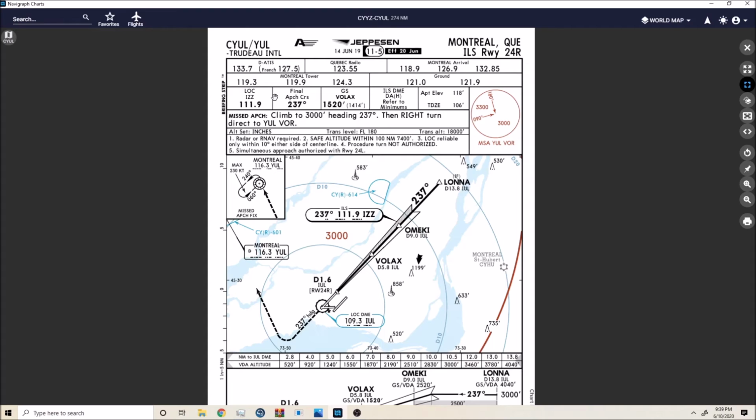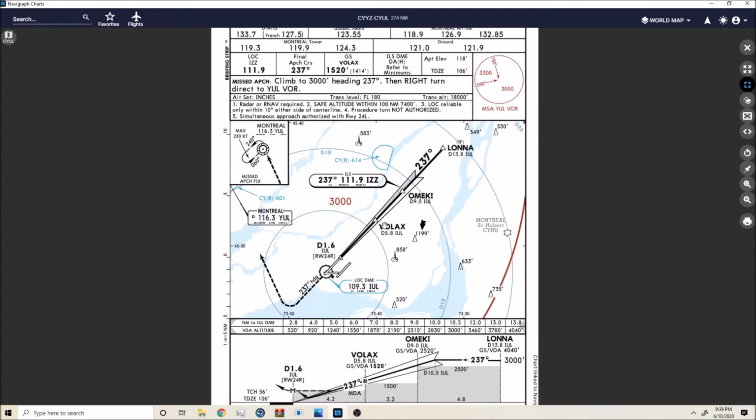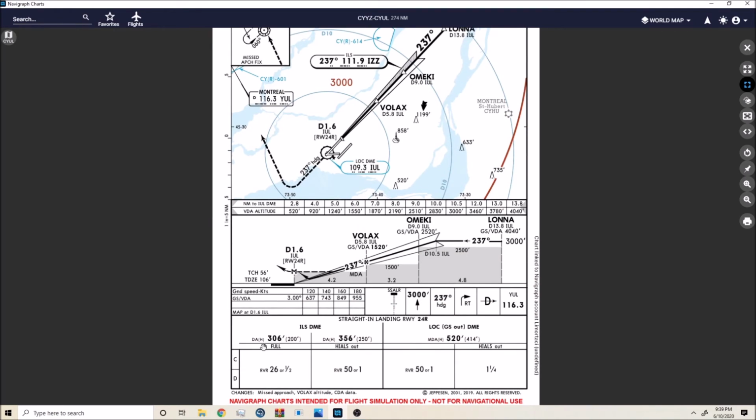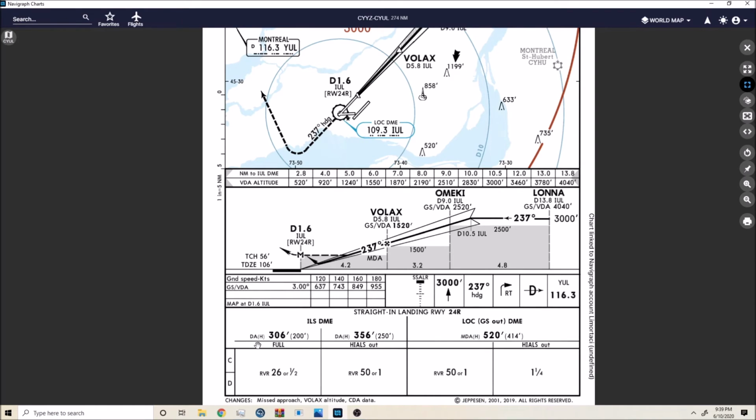If it's in the Airbus, it auto-tunes, but make sure it auto-tunes the correct one. We have a final approach course of 237 degrees. Our glide slope check will be at Volax at 1,520 feet. Our ILS minimums for an ILS decision altitude will be 306 feet with an RVR of 2,600, and that's your visibility. So RVR 2,600 is half a mile.